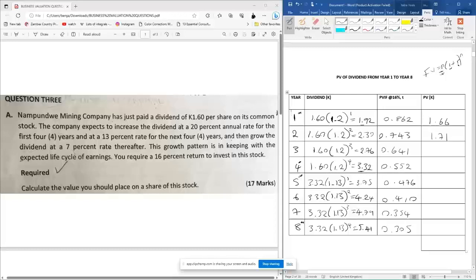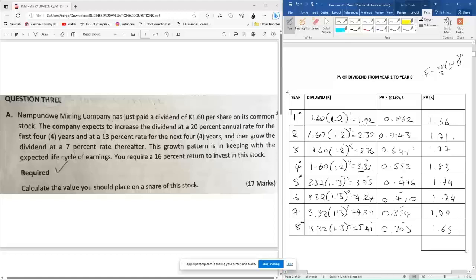So we're going to do this for all the years. We just multiply the present value factor by the dividend for each year. And when we calculate all these, our answer is going to be 1 kwacha 77 ngwe in the third year. Fourth year, we're going to have 1 kwacha 83 ngwe. Fifth year, 1 kwacha 79 ngwe. Sixth year, 1 kwacha 74 ngwe, and 1 kwacha 17 ngwe in the 7th year, and finally in the 8th year, we're going to have 1 kwacha 65 ngwe.